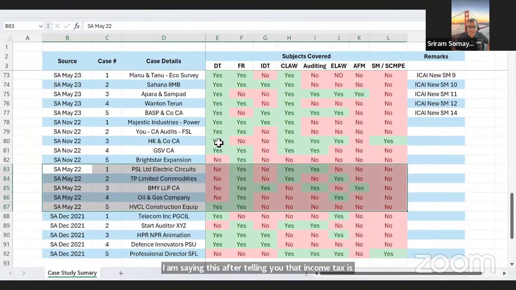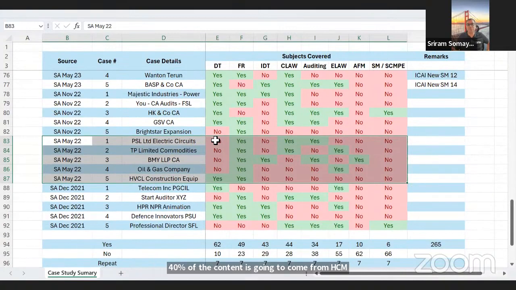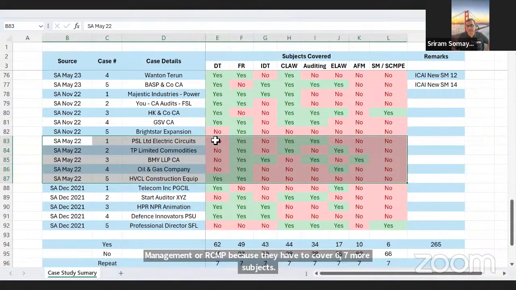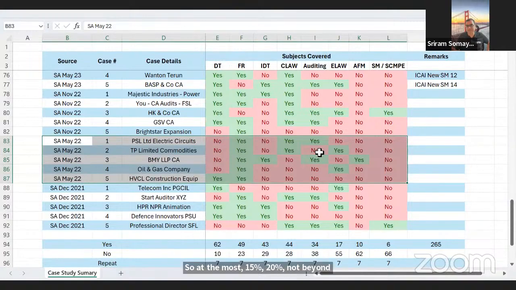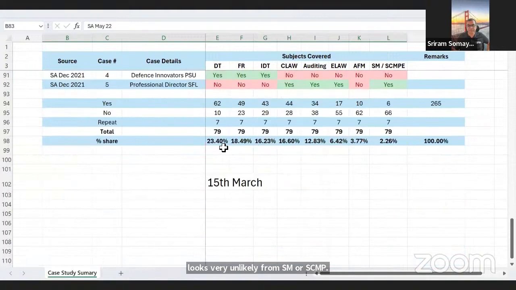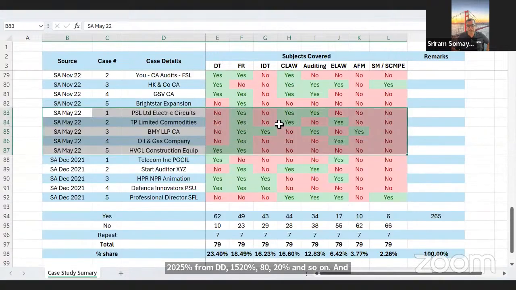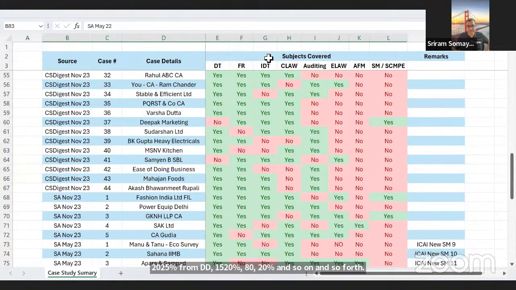So the institute is very much capable of these bouncers, but I very much doubt that 40% of the content is going to come from SCM, strategic management or SCMP, because they have to cover 6-7 more subjects. So at the most 15%, 20%, not beyond that, but that also looks very unlikely from SM or SCMP. Most likely, they will follow this pattern, 20-25% from DT, FR 15-20%, IDT 15-20%, and so on and so forth. Right. So this is the summary.